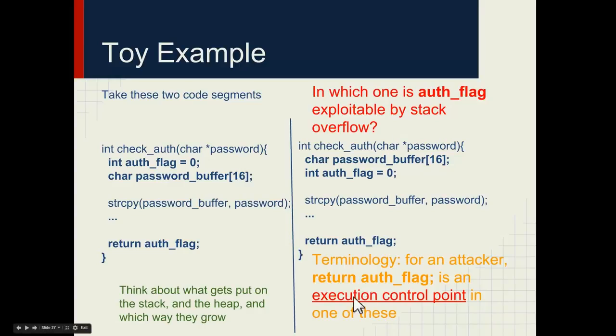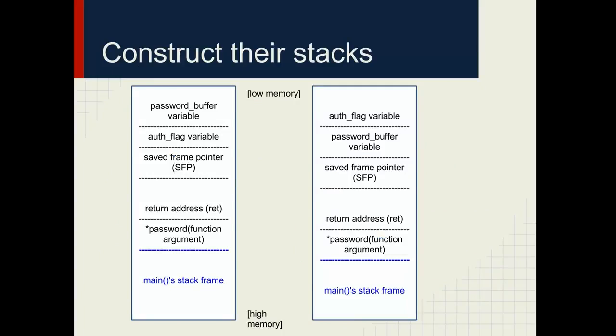I guess terminology worth covering is that this may be an execution control point. It may not be the return address, but it does influence the control flow of the program, hence it's called an execution control point. Perhaps it's used in an if statement and then decides a branch or a series of branches.